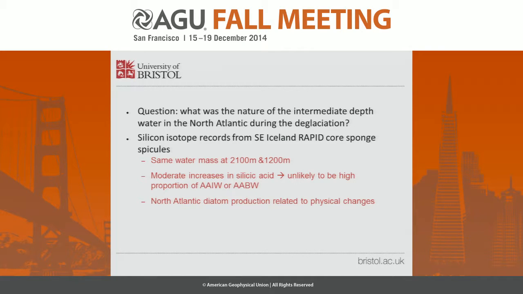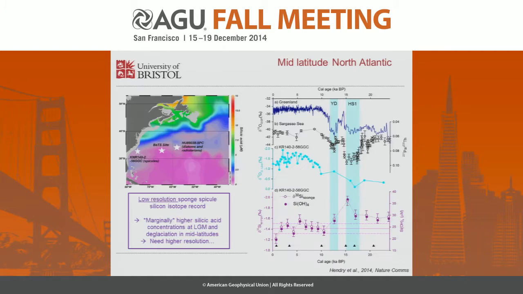They show that there are some fluctuations in silicic acid concentration, but they're very moderate. They really don't seem to be reflecting a very high proportion of Southern Ocean water, not very high proportions of Antarctic bottom water, and not really any indication of silicic acid-enriched Antarctic intermediate water either. So I'm then going to show a few diatom assemblage data to suggest that perhaps these diatom blooms are actually a result of more localized processes in this area.